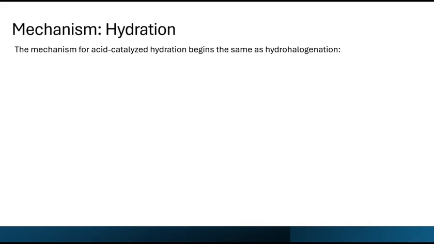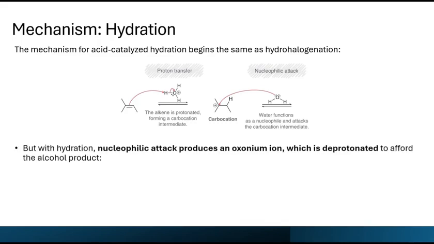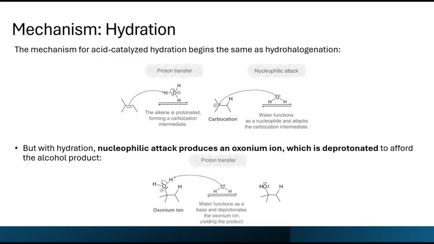The mechanism for hydration, then, must begin the same way as hydrohalogenation, where we have abstraction of H+ by the pi electrons to form the carbocation. Then water will act as a nucleophile and attack that carbocation intermediate. But with hydration, we then produce the oxonium ion, which then has to be deprotonated to afford the alcohol product. At this point here, abstraction of H+ by water will give us the alcohol.